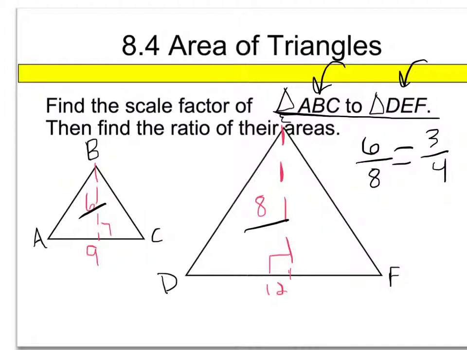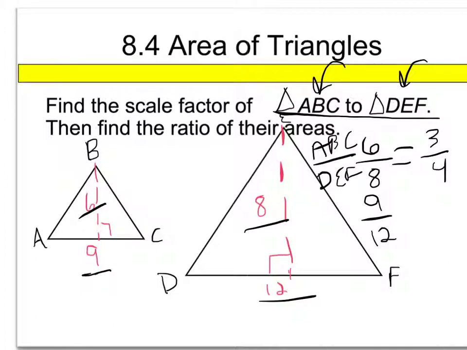Again, I'm going to use my base this time. My base is going to be 9 over 12. Remember, I use my base of 9 on ABC and my base of 12 on DEF. Notice again, my ratio is ABC over DEF. I need to keep that ratio. I cannot take height over base or base over height. I need to take the ratio of ABC to the ratio of DEF. So moving along, divide both sides by 3, I get 3/4 again.